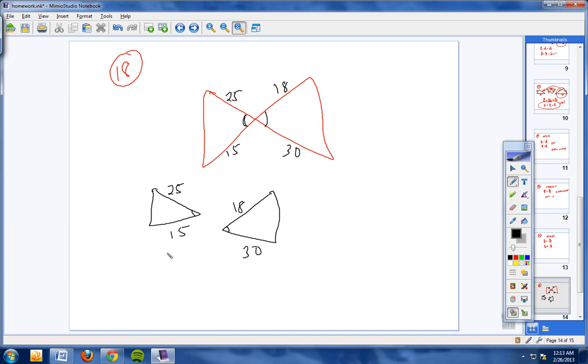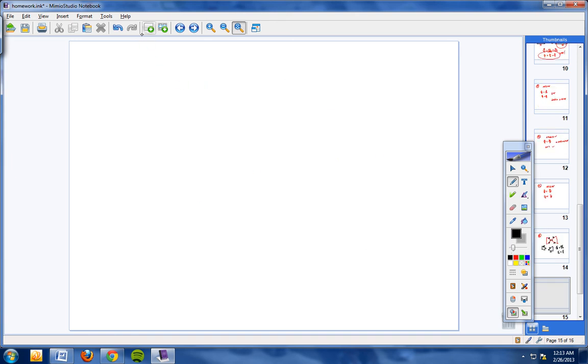So I have side angle side, the angles are congruent. And I would take the smallest side over here, which is 15, and put with the smallest side over here, which is 18, equals smallest side over here, 25, and the biggest side, 30. If you reduce this, you would get 5/6, and if you reduce this, you would get 5/6. Very good. So these two triangles are similar.